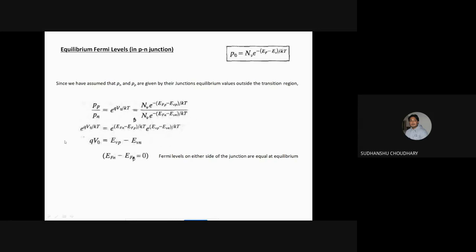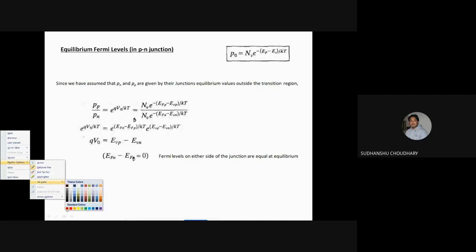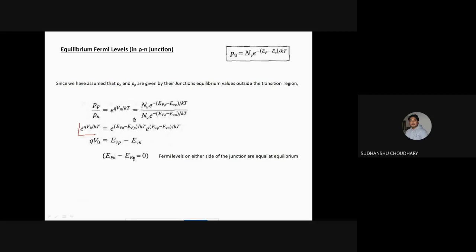From this, I can further simplify this equation to arrive at this relation: e to the power qV naught by KT is now equal to e to the power Fn minus Fp by KT, because Nv cancels out here, multiplied by e to the power Vp minus Vn by KT.